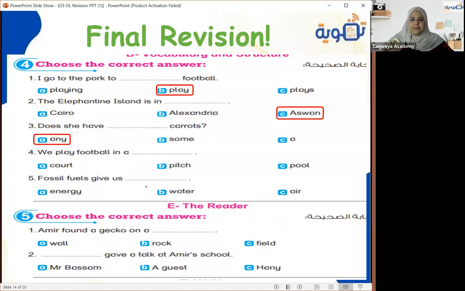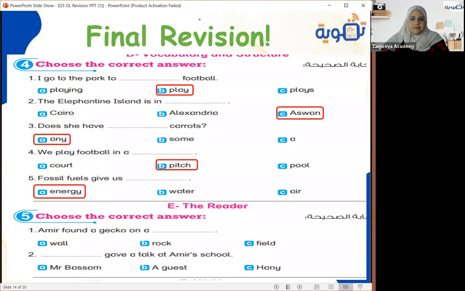Number 4, we play football in a pitch. Number 5, fossil fuels. Do you remember the fossil fuels? These are the non-renewable resources of energy: oil, gas, and coal. Fossil fuels give us energy.